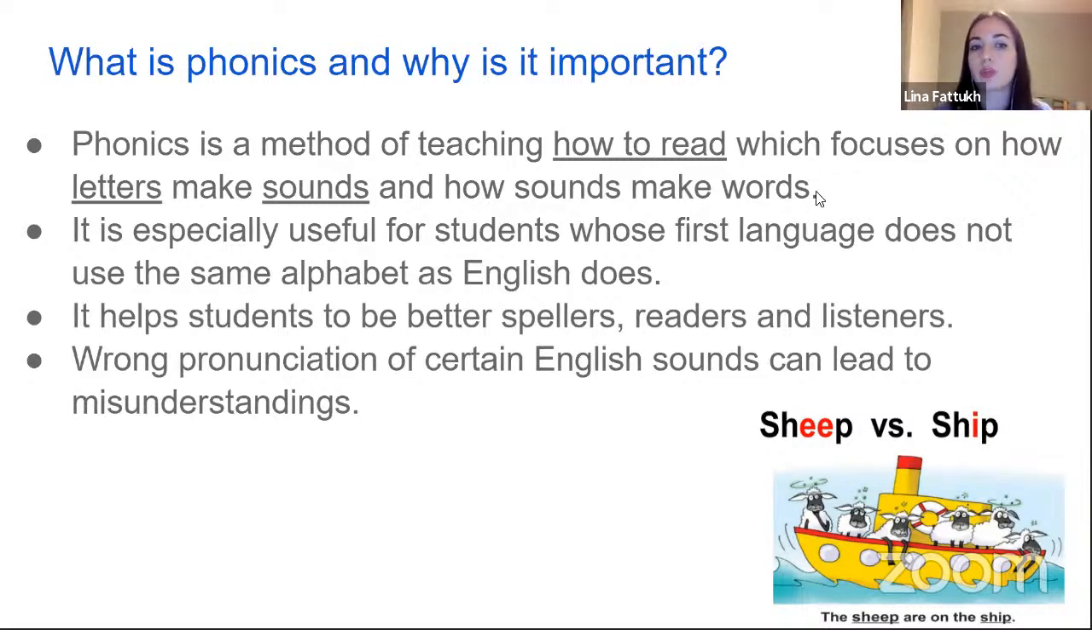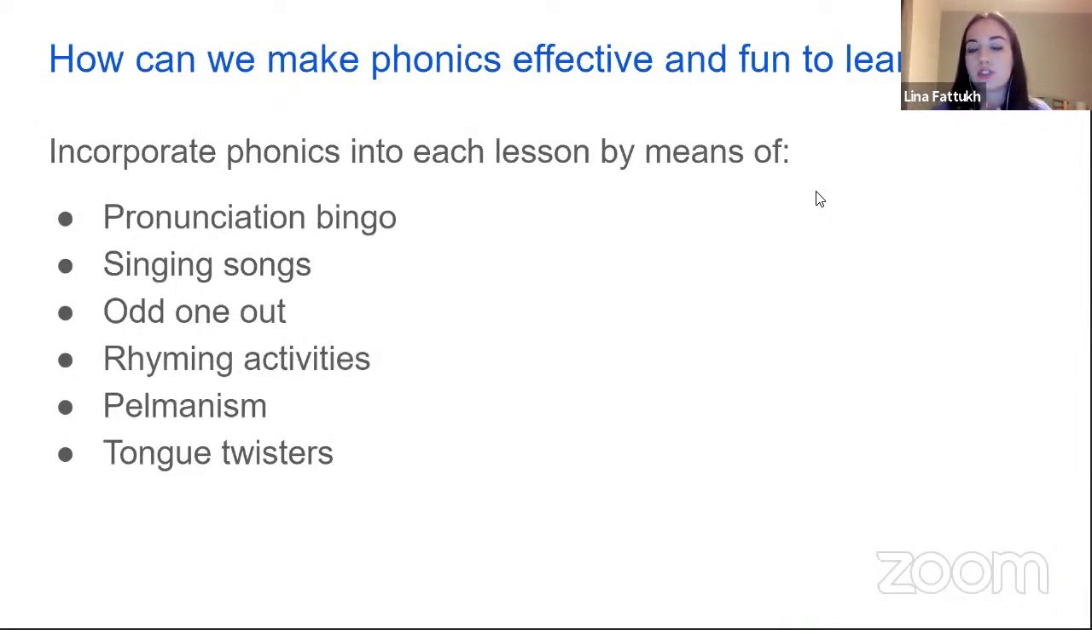So we incorporate phonics into every lesson because we always learn new vocabulary. So that means that we're learning pronunciation. It is very important to make sure that phonics is a part of every lesson, and you can also make it fun for children to learn because you can play games like pronunciation bingo, you can sing songs or play the game of cross the odd one out.